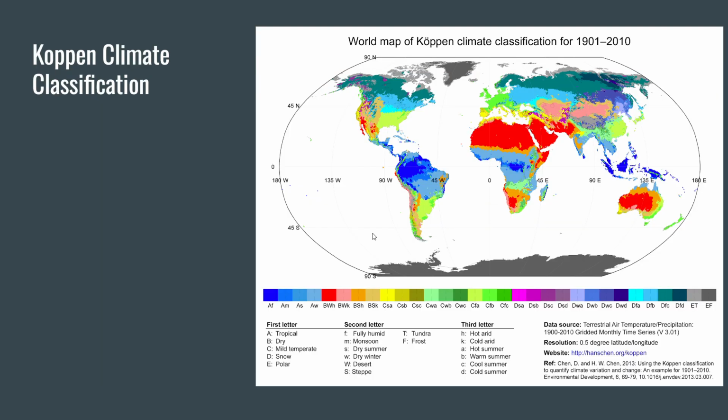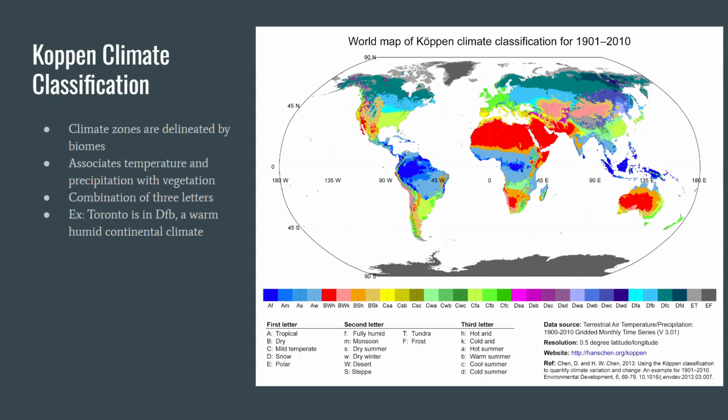Now looking at the Köppen climate classification, you can see here that climate zones are delineated by biomes. This classification associates temperature and precipitation with vegetation. You can see it's a combination of 3 letters. For example, Toronto is in zone DFB, around here on the map, and that represents a warm, humid continental climate.